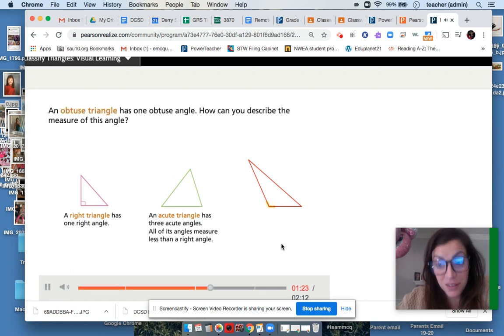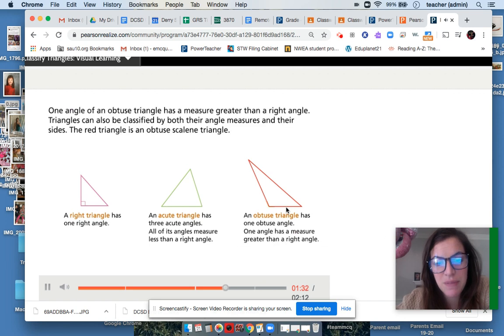An obtuse triangle has one obtuse angle. It's an obtuse triangle because it has this angle that measures obtuse. How can you describe these? One angle of an obtuse triangle has a measure greater than a right angle.